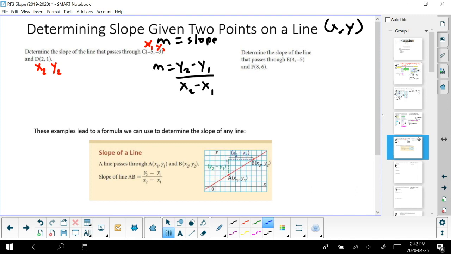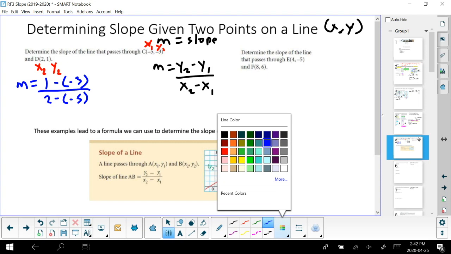Let's work through this and plug in those values. So I know that m is equal to y2 minus y1. So in this case, I have 1 minus a negative 3 divided by 2 minus a negative 5. So all I've done is plug in my numbers into their respective slots there.